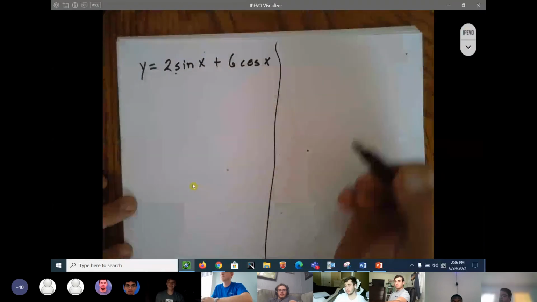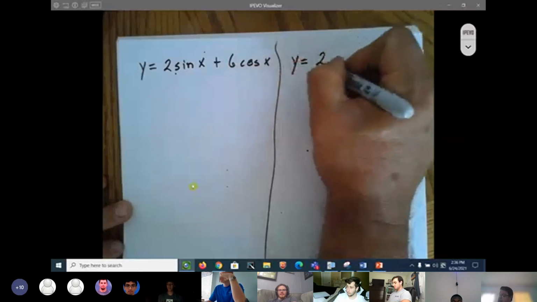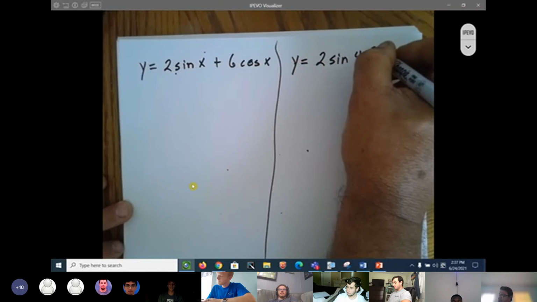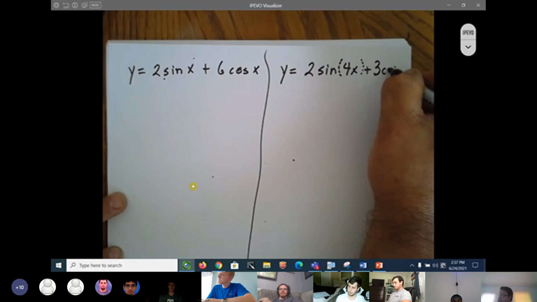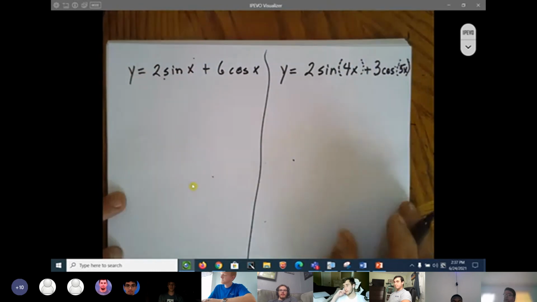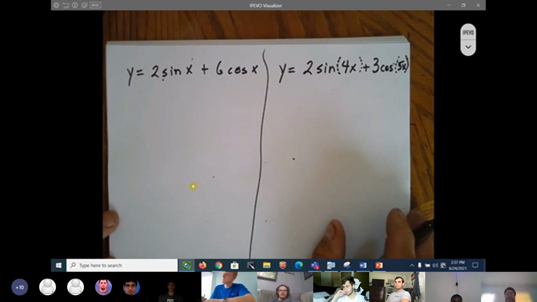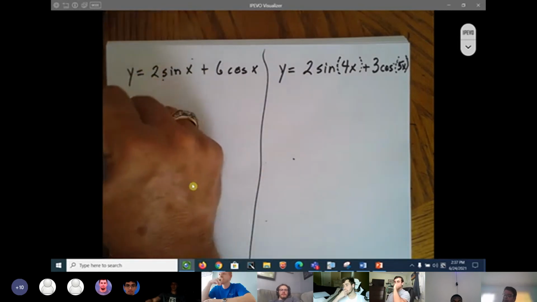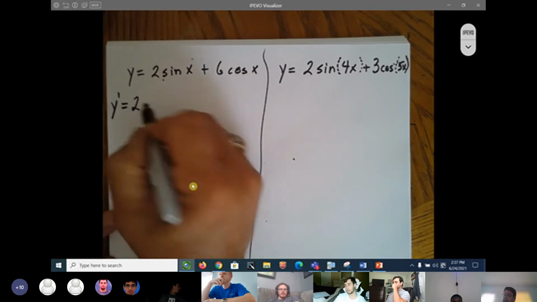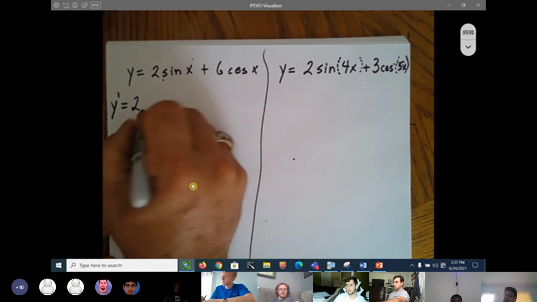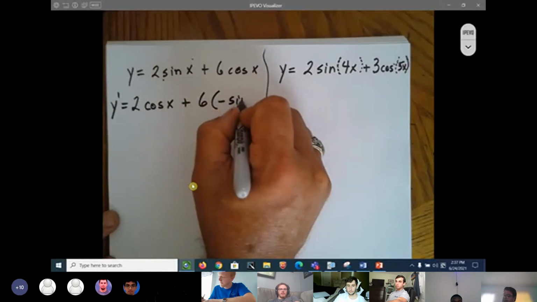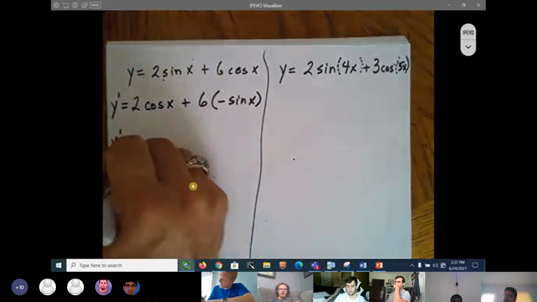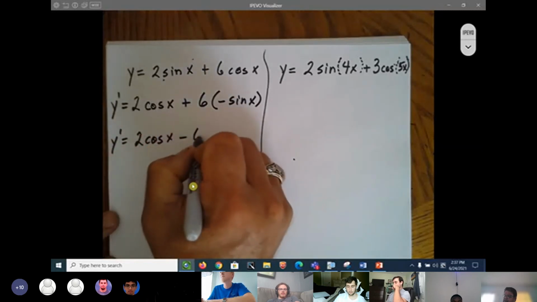And then we'll do another one. Y is equal to 2 sine of 4x plus 3 cosine of 5x. Okay, got 2 for 1 here. So y prime is equal to 2. What is the derivative of the sine? Cosine. And what is the derivative of the cosine? Negative sine. So your final answer is 2 cosine of x minus 6 sine of x.